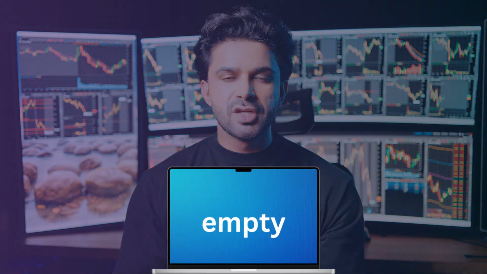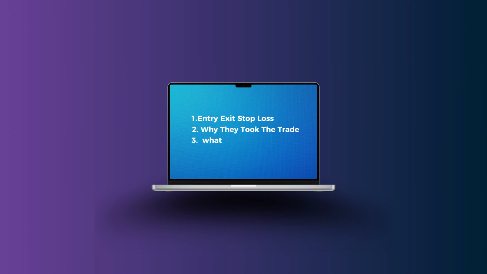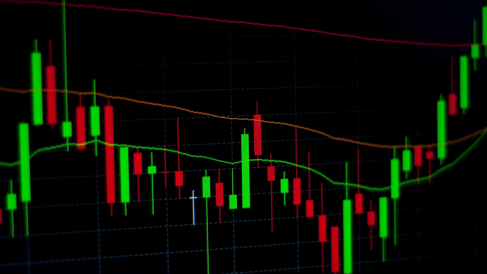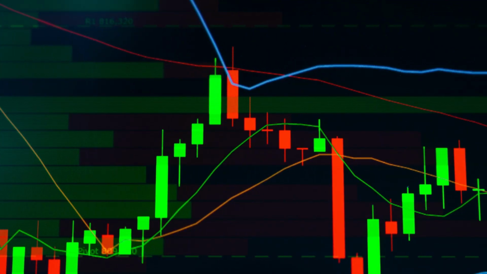They have zero data that can be used, such as the entry, exit, stop loss, why they took the trade, what was their stop loss. And when I ask them, hey, what was the reason you got in this trade? And if it's a trade that's 2 weeks old or 3 weeks old, they have no answer. So when you're looking at those old trades, how will you actually know why you did well or why you didn't perform as great as you thought?